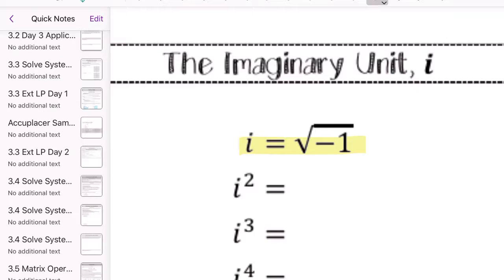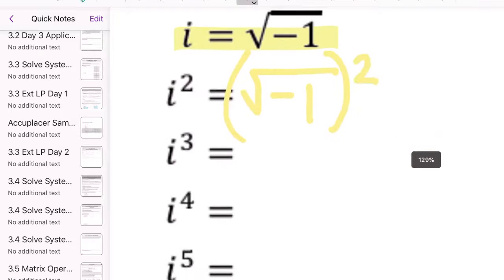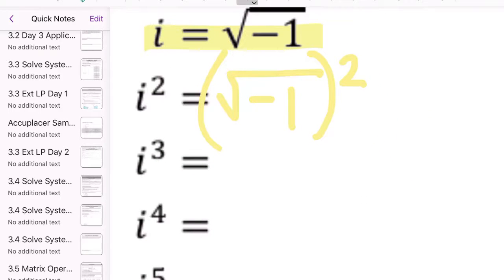So if you take i and you square it, what happens if you square something and then square root it? It goes away, right? So the square root of -1 squared is just what? -1, right? Because we undo the square root with the squaring. But when is a negative times a negative positive? Yes, but we're not there yet. So hang tight.